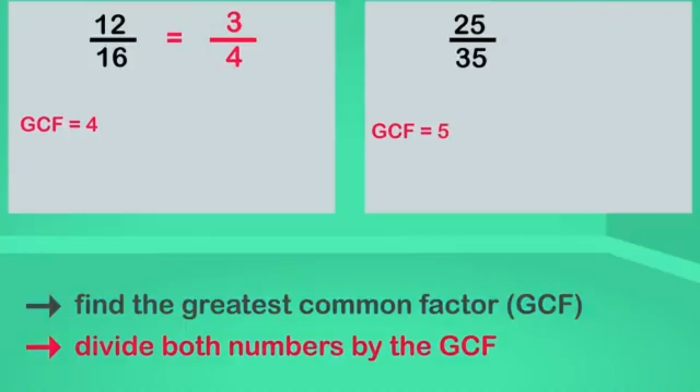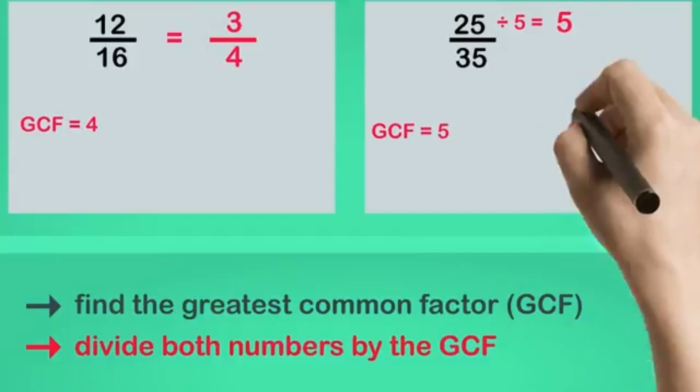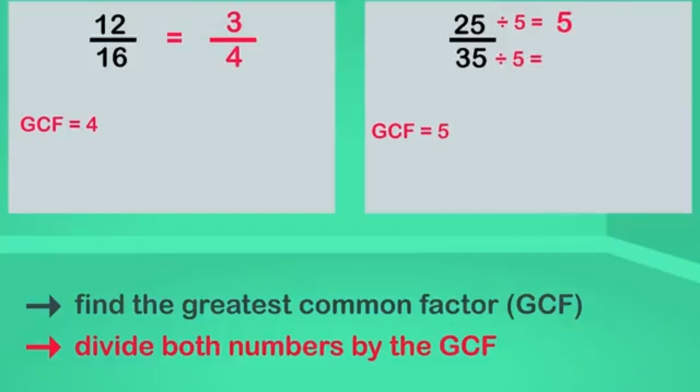Step 2. Divide the numerator and the denominator by the greatest common factor. 25 divided by 5 is 5. 35 divided by 5 is 7. 25/35 reduced to its simplest form is 5/7.